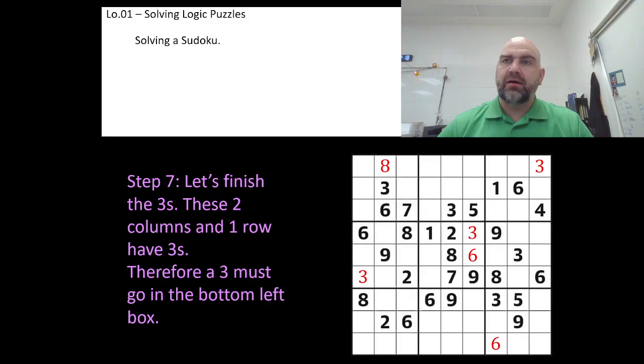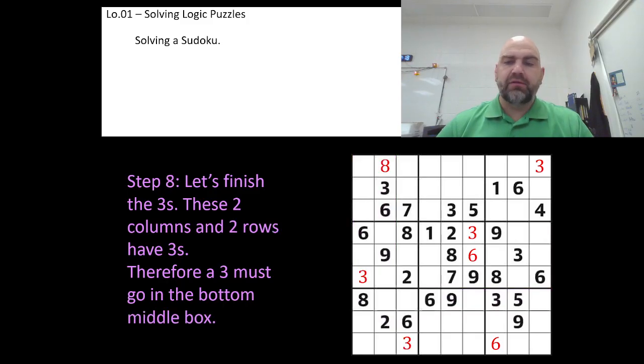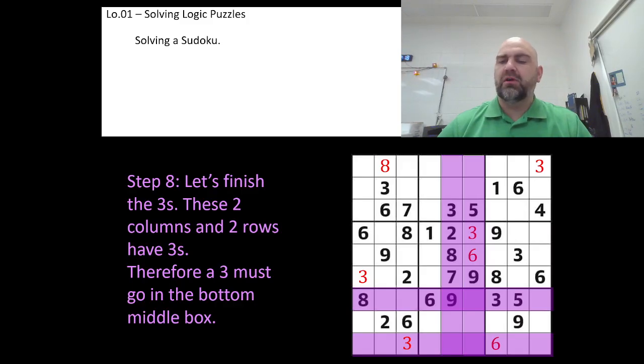We have, let's see here, these two columns and that row both have a 3. So that means we are missing a spot on the bottom left box, the right-hand corner. And so that one's going to be a 3. And finally, we're going to look at the bottom box there. These two columns and those two rows both have a 3 already, which means that we can plug a 3 into that spot right there. And that finishes off all of our 3s.